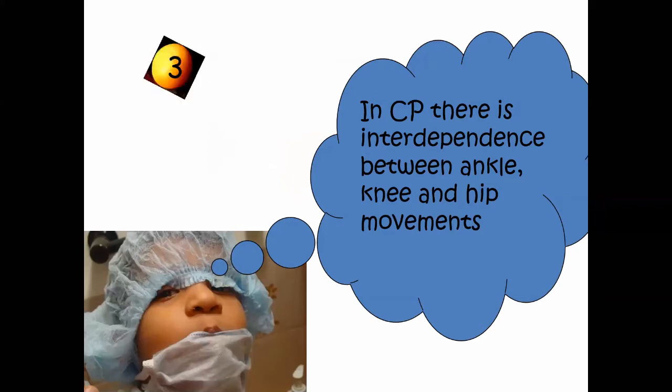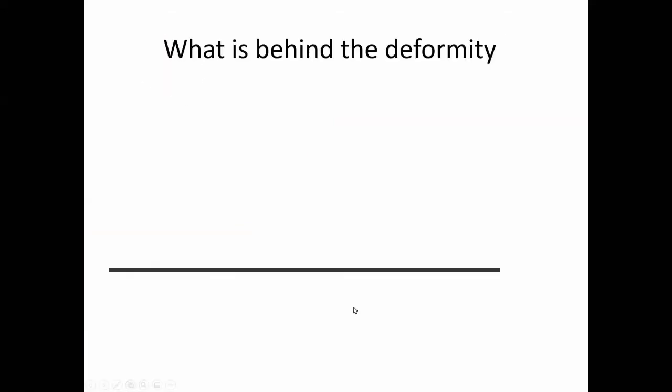So we covered a few points, and what I want to say is that in cerebral palsy, there is interdependence between ankle, knee, and hip. There is more to it, and this interdependence goes to an extent that not only are they dependent on each other for movements, but they also create illusions. So that's what is seen in cerebral palsy. And I just want to give some examples here.